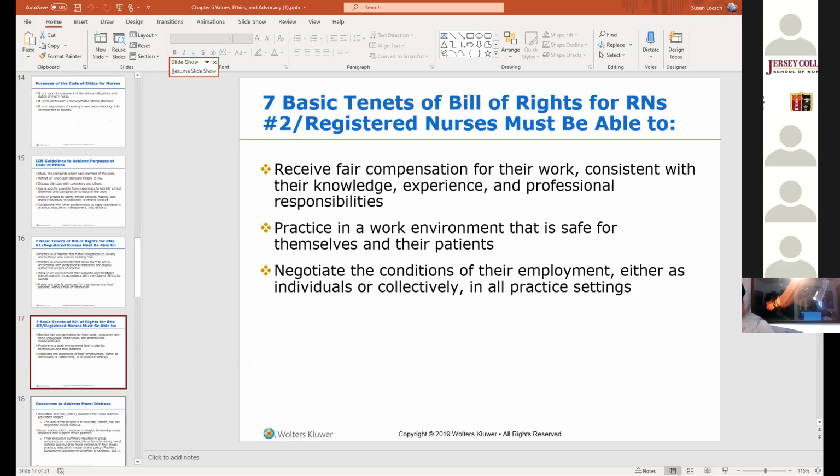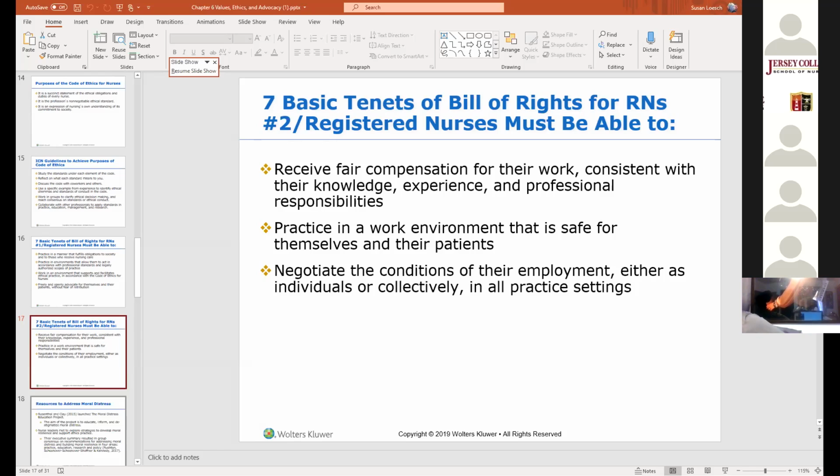You should receive fair compensation for your work that's consistent with your knowledge, your experience, and your professional responsibilities. Now, I see a lot of nurses go and get their license and then work in a different title than a nurse. I wouldn't suggest that you ever do that, because under law, even if you're working under a different title, if you have a nursing license and something happens to somebody, you're pretty much responsible. So work within your title and with the tools that you're given.